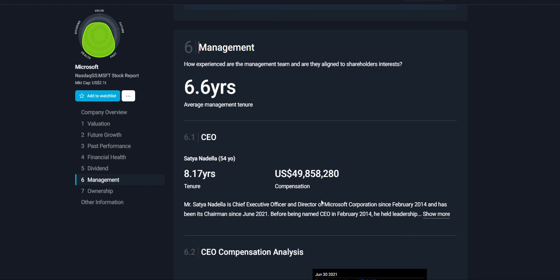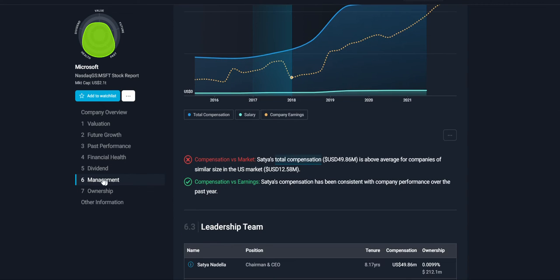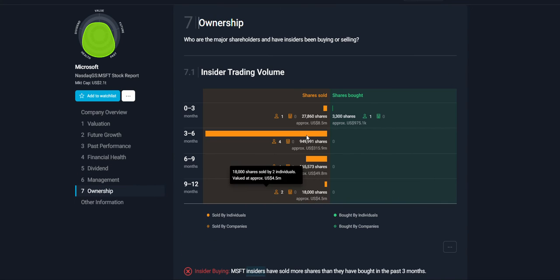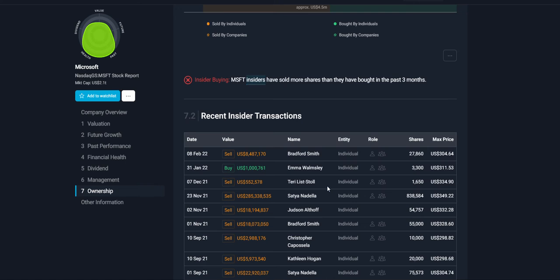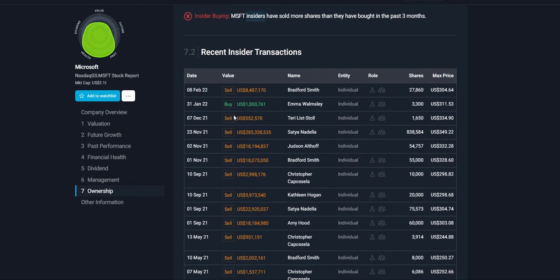You can look at the management, how long they've been there, who is in that business, ownership. Okay, this is really good. So you want to see if people are buying their stocks or selling. As you can see here, recently the insiders are actually selling Microsoft. So February, someone was selling, December and so on. Maybe they think it's overvalued. Even the CEO of the business is selling it right now.